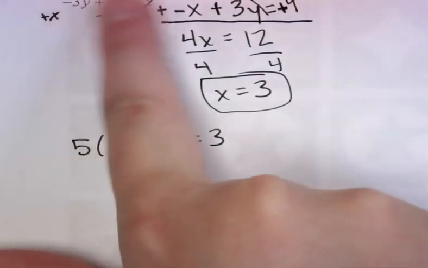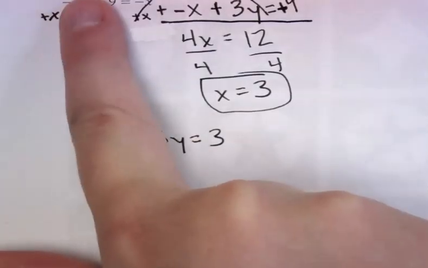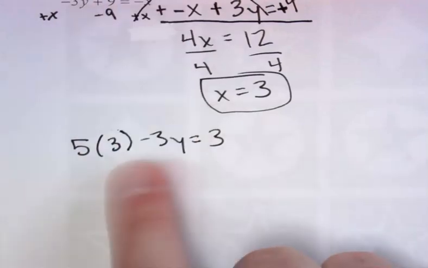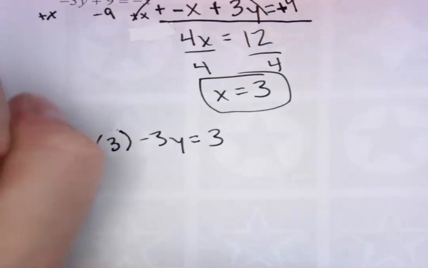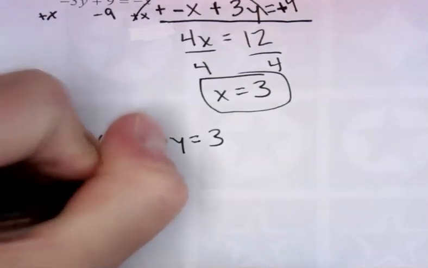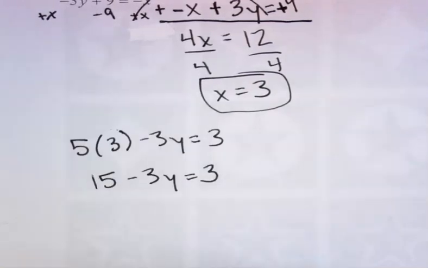So notice what I did. This is the exact same equation, 5x minus 3y equals 3, and I just plugged the x in. So it becomes 15 minus 3y equals 3.